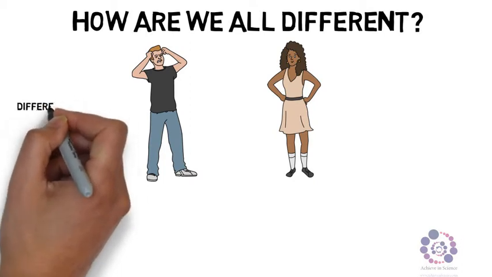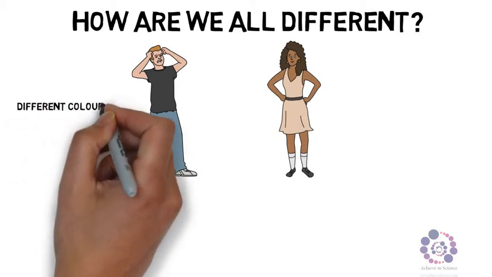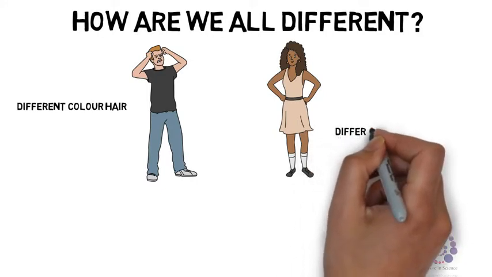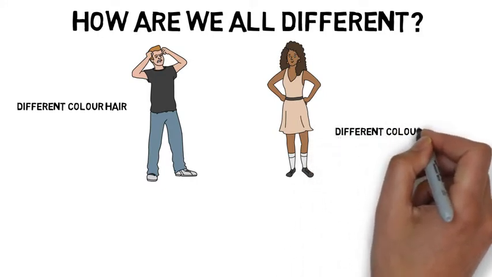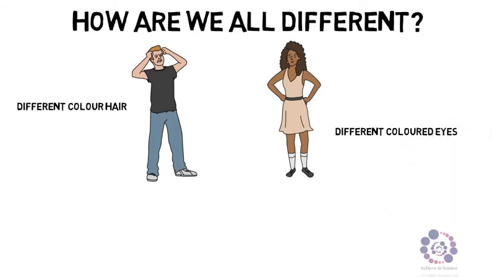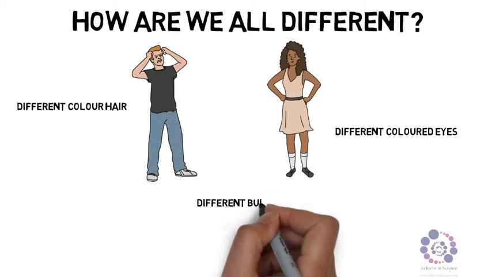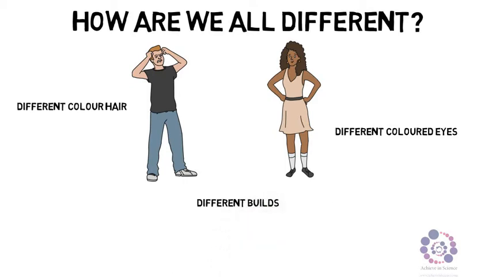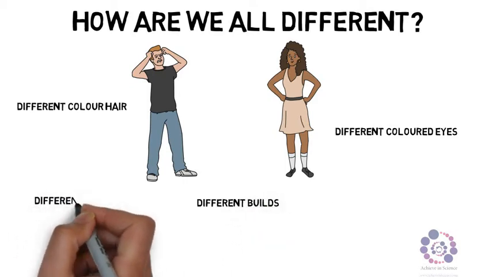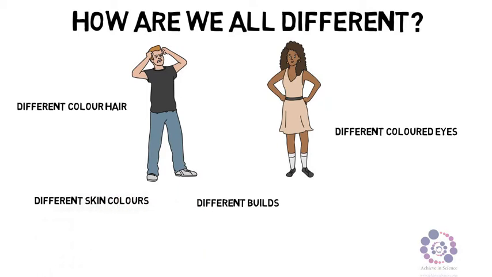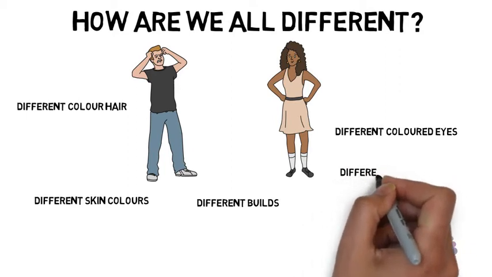If we look at these two different people, we can see they've got different hair colours. We can see that they've got different eye colours. They've got different builds. They've got different skin colours. Of course, one is male and one is female, so they are different genders.